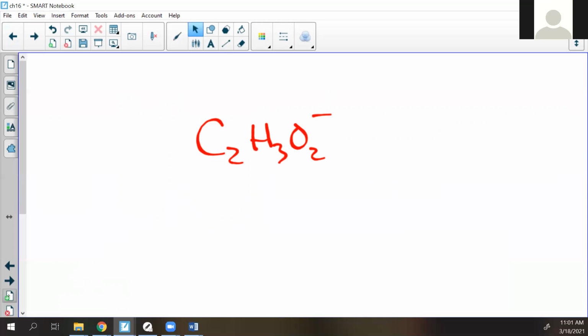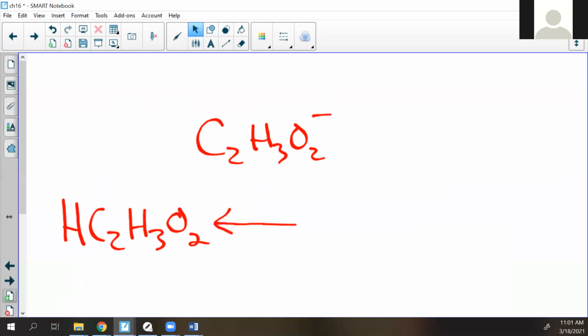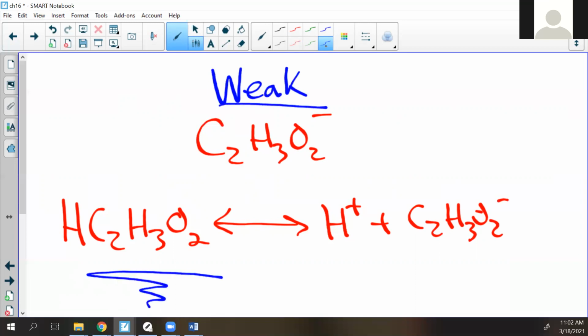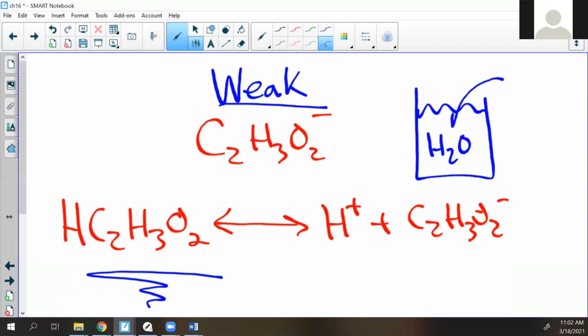So what that means is if I have HC2H3O2 and it goes to H plus and C2H3O2 minus, if it is weak, it means that this side is favored. So follow my logic here. I have my beaker. It's got just water. And then I dump in some sodium acetate. We know that's extremely soluble, right?